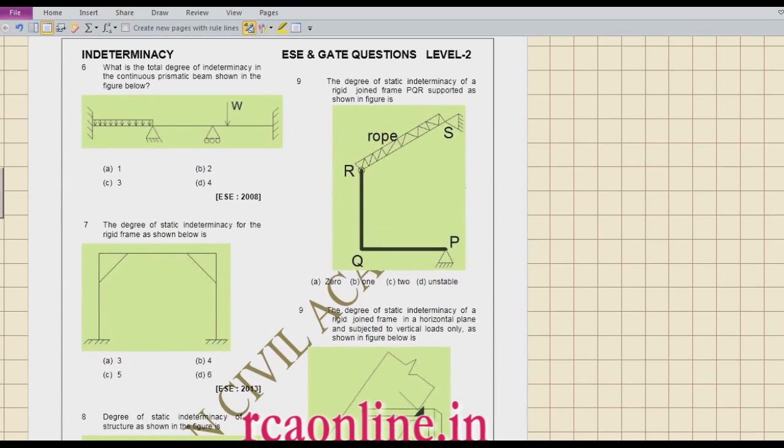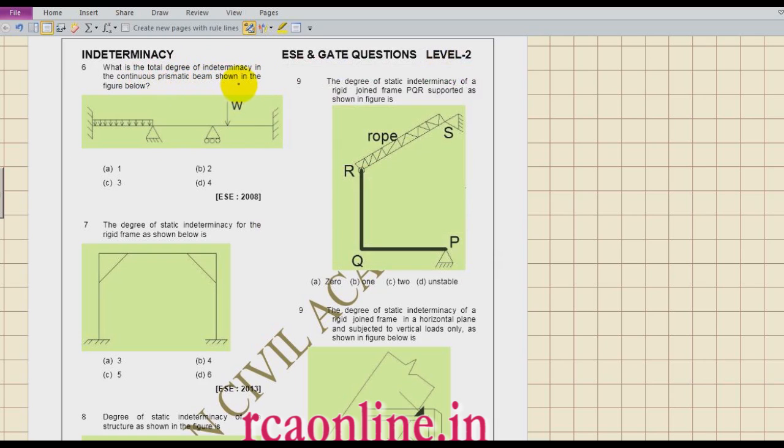Now come to the last few problems. What is the total degree of indeterminacy? This is the super question. Many people might fall into the trap. It is a good question. Here the loading is vertical. You have to observe that the loading is vertical. Is it okay? So what is the total degree of indeterminacy?